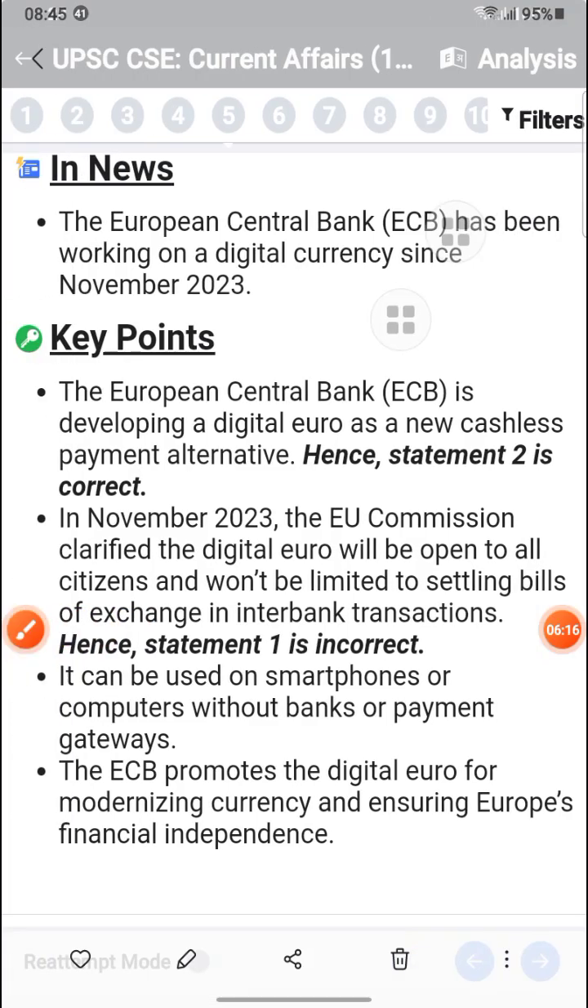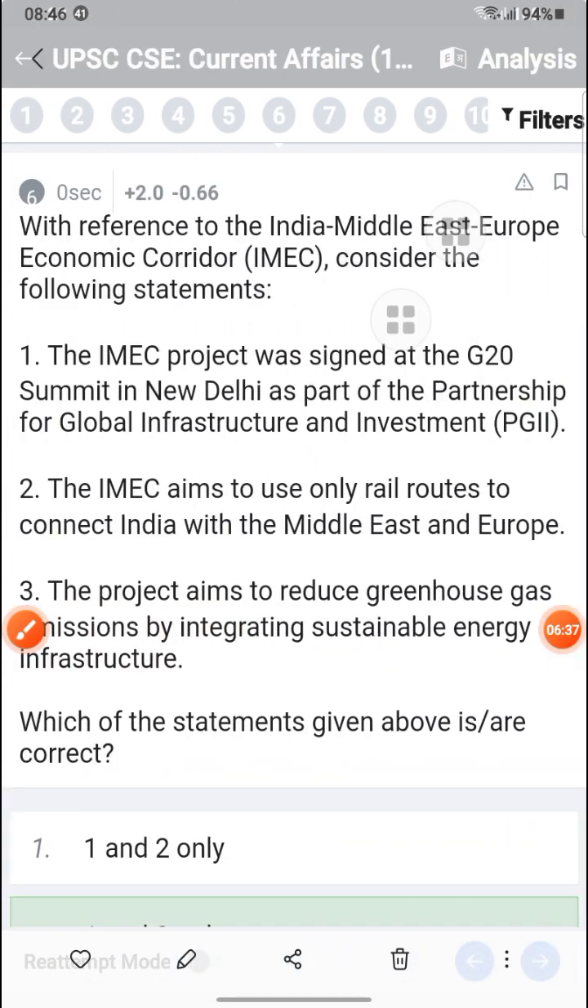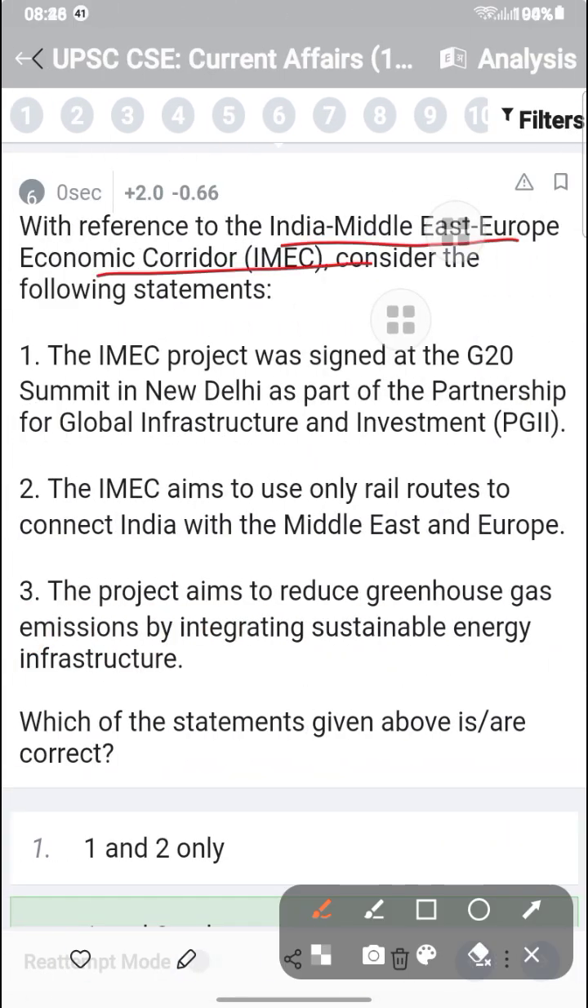The European Central Bank is developing the digital euro, a cashless payment alternative, and the EU Commission clarified that the digital euro will be open to all citizens, not limited to settling bills of exchange and interbank transactions. It can be used on smartphones and computers. The digital euro is modernizing payments and ensuring financial independence. Next is, with reference to the India-Middle East-Europe Economic Corridor.